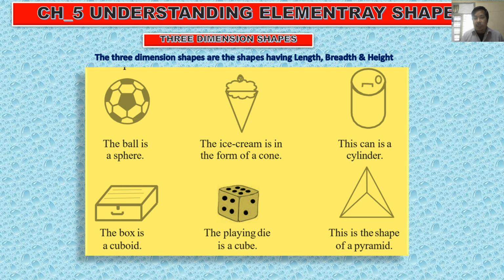And then cylinder, you can see the cylinder. This is a circle only, but when the circle has some other property, then it becomes a cylinder. Then the box, you can see a box is a square or maybe a rectangle. So when it has height, then it is called a cuboid, isn't it?